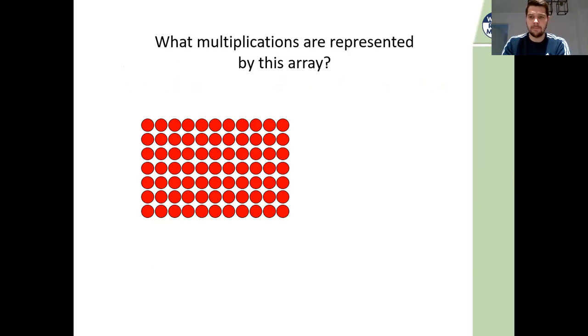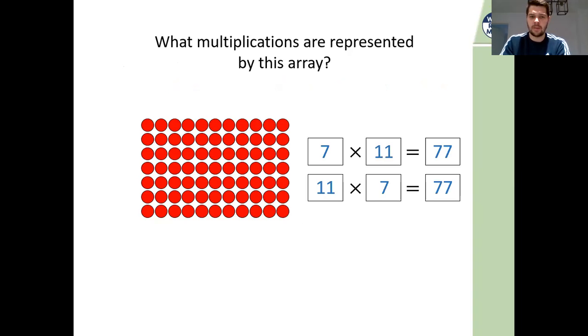Okay, hopefully you've managed to see that there are 11 across and 7 down. It almost allows us to calculate the area in a way as well. But simply, if we count how many are going up and how many are going across, because that rectangle there is complete, I know that the calculation I can do is 7 times 11 or 11 times 7.